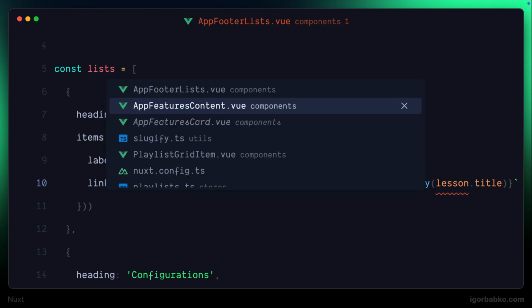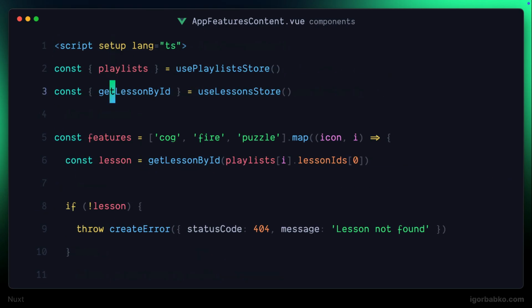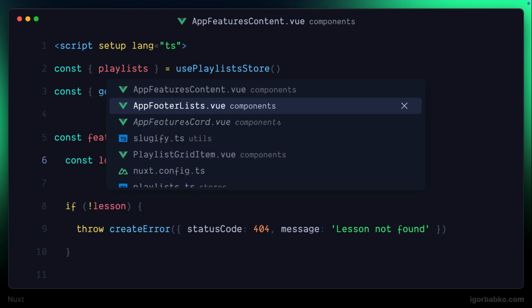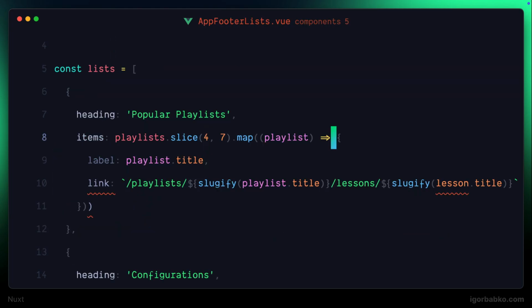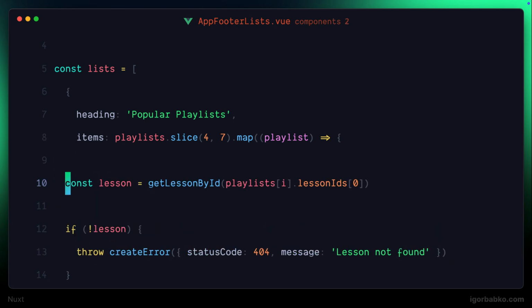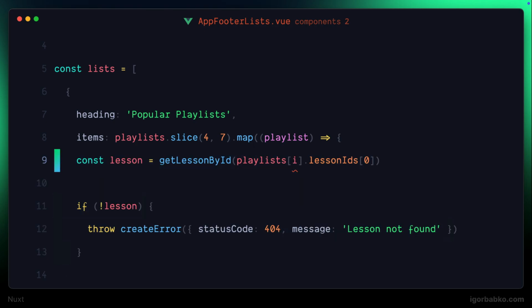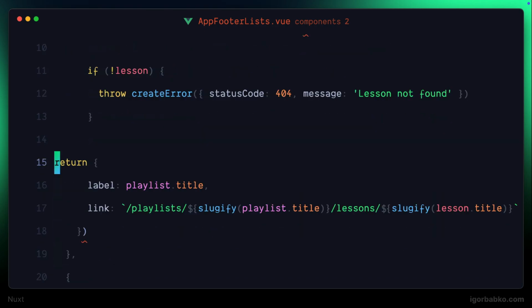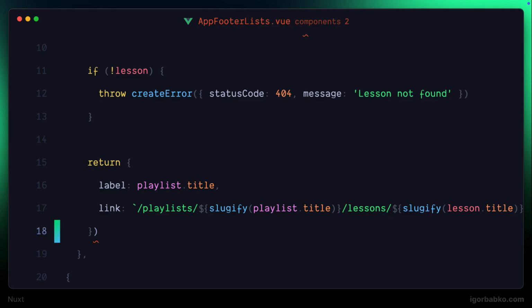And actually, just like we have done in this component, we need to make sure that the lesson that we are fetching from the store actually exists. So I'm using the same check here. If the lesson does not exist, we're going to throw an exception. Alright, nice, we have generated links for the first footer list.